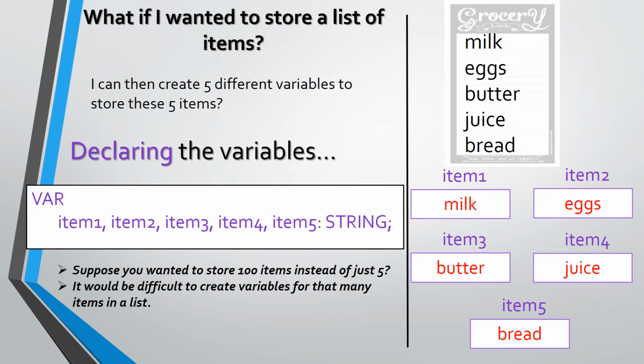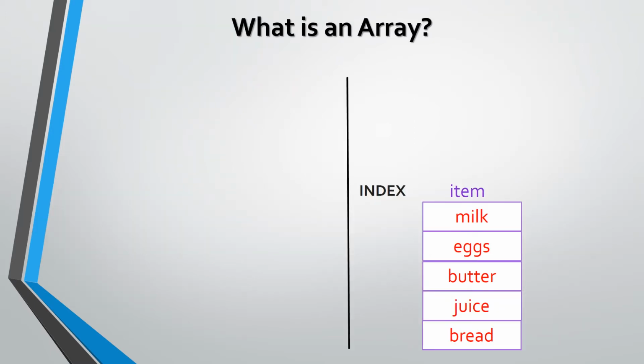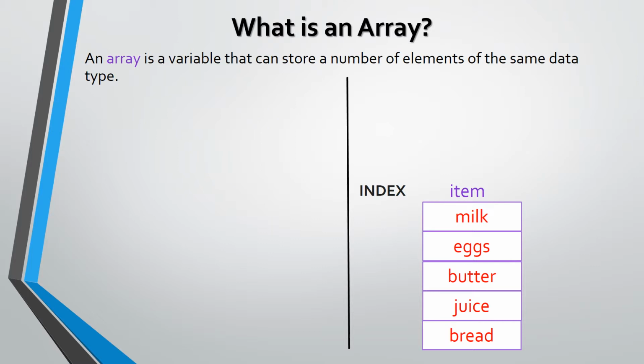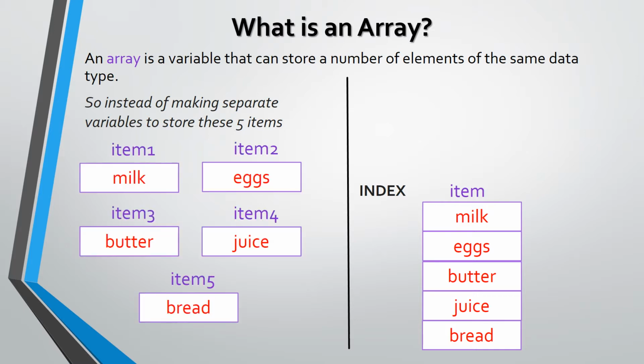So I then told them, suppose you wanted to store 100 items instead of just 5, it would be difficult to create 100 different variables, right? This is where an array comes in. What is an array? An array is a variable that can store a number of elements, but the elements must be of the same data type. So instead of making separate variables to store these 5 items, I could make one array.